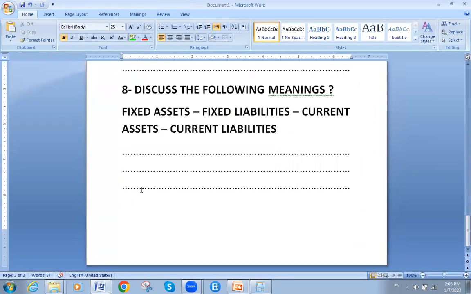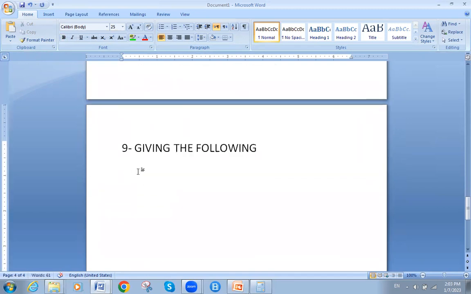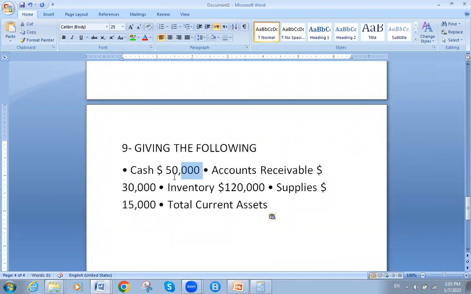Here we go now in our page here. 8, this is 9. And I will take the example like this, giving the following. I will take the whole thing down here, giving the following. Control and V. Cash will be, let's make the cash 60,000. I'll just change small numbers. Here, this will be 40,000. Here, inventory will be 130,000. Supplies will be 20,000. Okay.